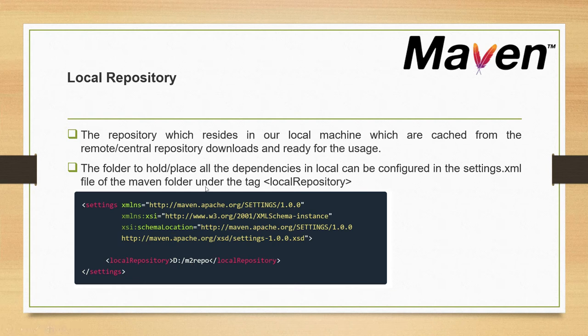Once you configure it, say you create a folder called m2 repo in your D drive, afterwards when you try to build your project, all the artifacts are going to be downloaded and stored into the D drive m2 repo folder. In that way you can override the default location of the local repository.